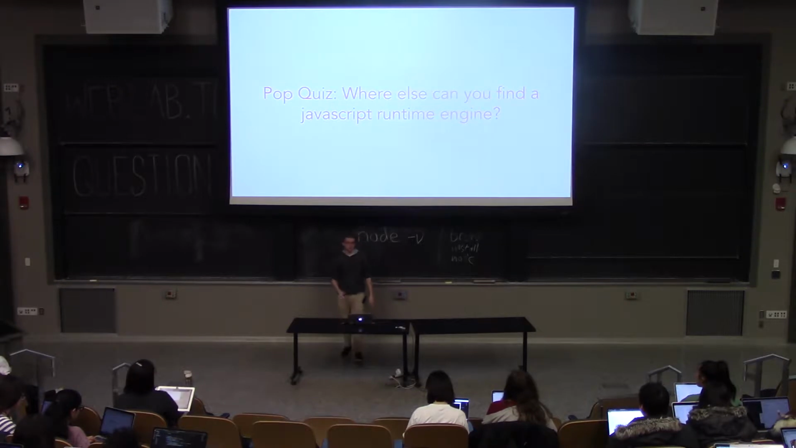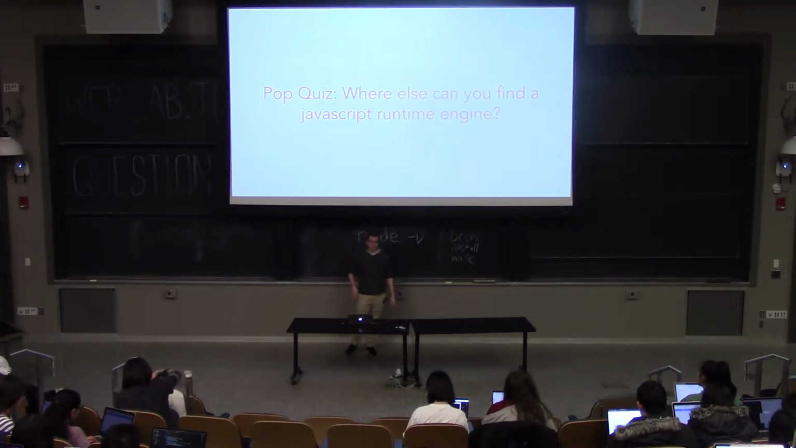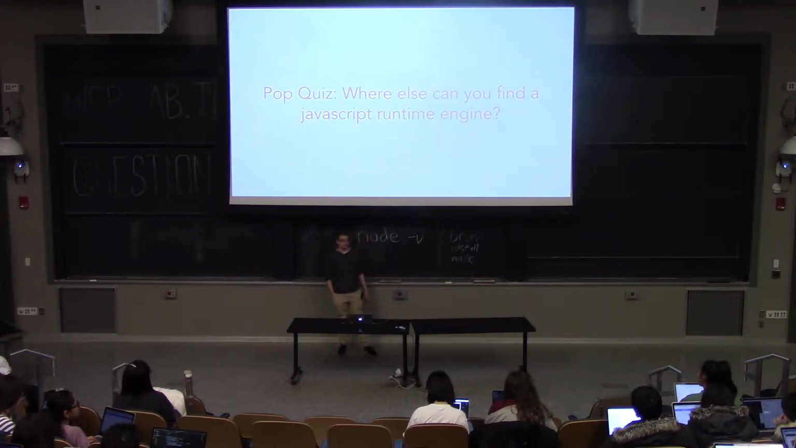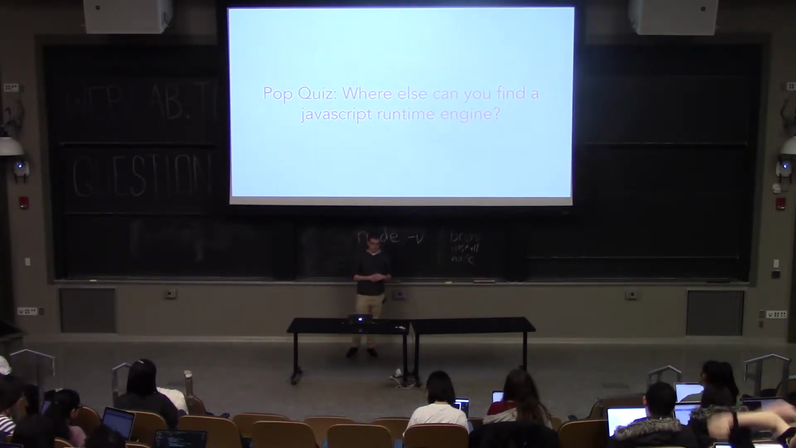So, as a quick quiz: Node is something that will let us run our JavaScript code. Where else can we find something that will run our JavaScript code for us? Where else can we find a JavaScript runtime engine? And go. Where have we seen it already? Yep, in the browser, in Chrome. Chrome has its own runtime engine, and all the JavaScript that we've been running when doing manipulations with the DOM, Chrome's been executing for that.